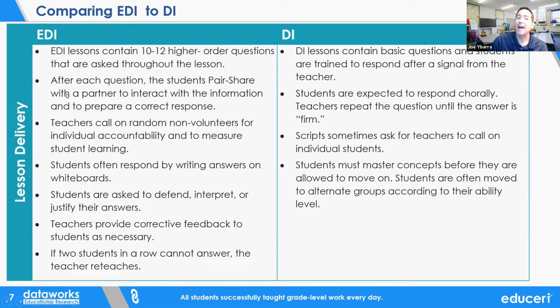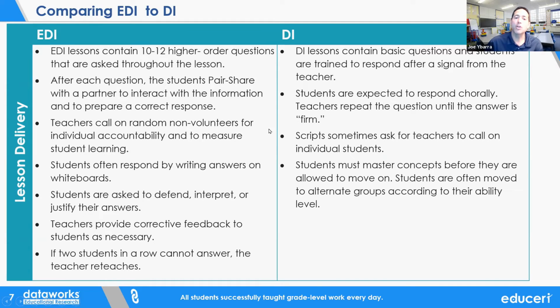Okay. After each, if it's not a thinking question, if it's just a repeat a definition or a phrase, that's not a higher order question. It's a rehearsal question. Okay, which is important too, but it's used in a different context. After each question, the students pair share with a partner to interact with the information and to prepare a correct response. Okay, after each higher order question, because pair shares take time. So because they take time, I want them to have thinking questions.